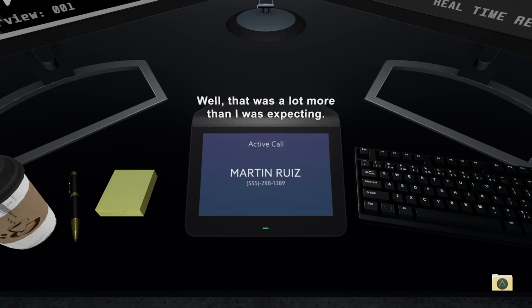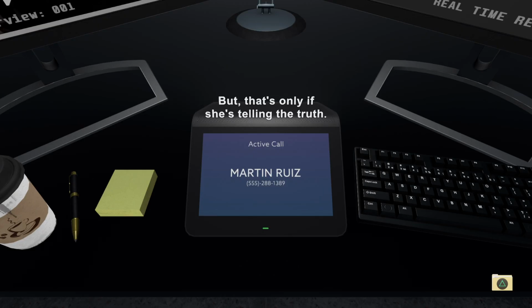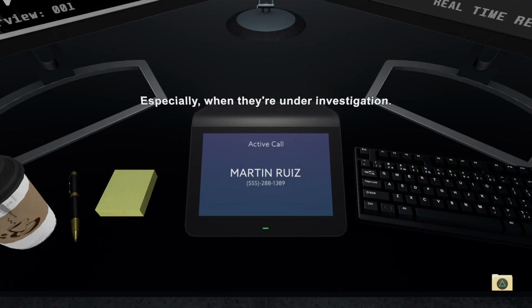Well, that was a lot more than I was expecting. If she really is telling the truth, then I guess that clears up the one-way ticket. But that's only if she's telling the truth. Regardless, I'm having a hard time believing that she really forgot about that 11 p.m. breakthrough dose. I just can't see how someone would forget something like that, especially when they're under investigation.